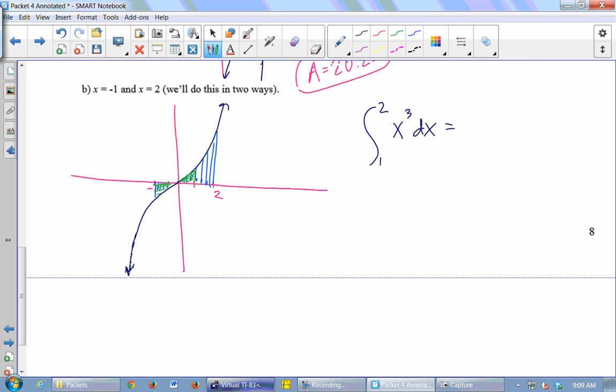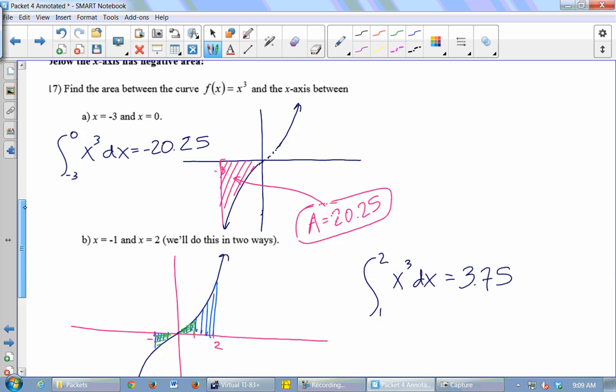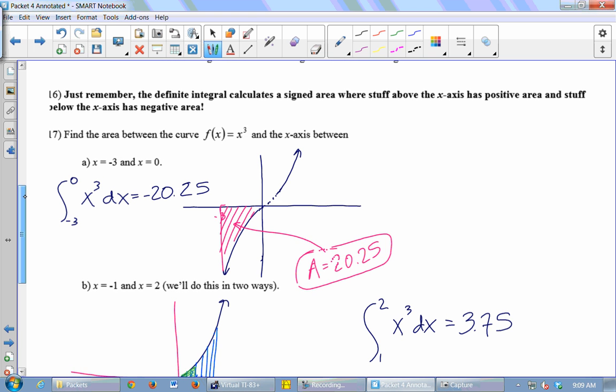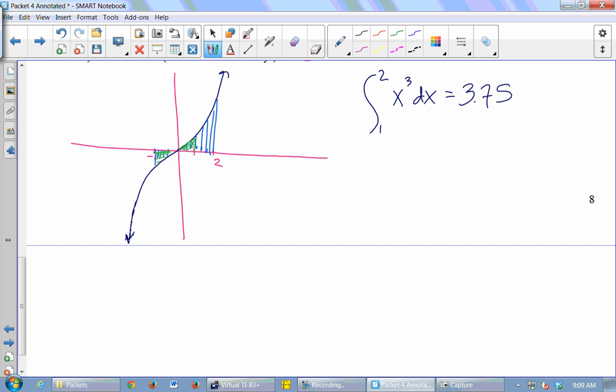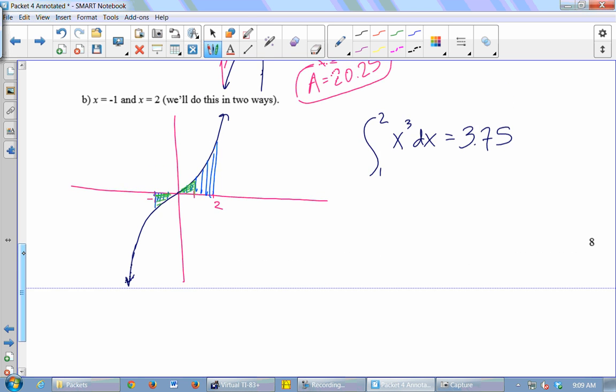$3.75. But then we have to be careful, right? Find the area between the curve and the x-axis. Do they mean all the area or the signed area? It's not super clear.